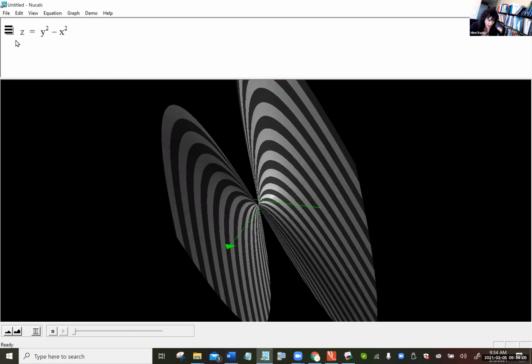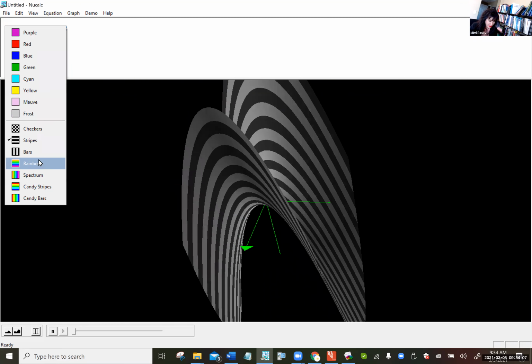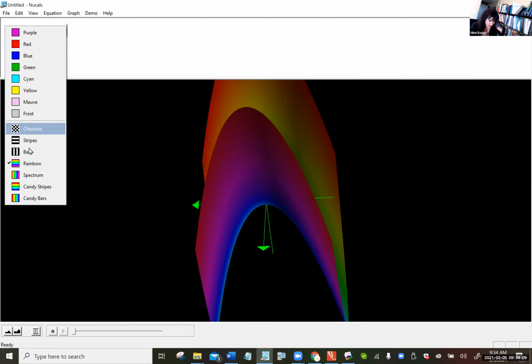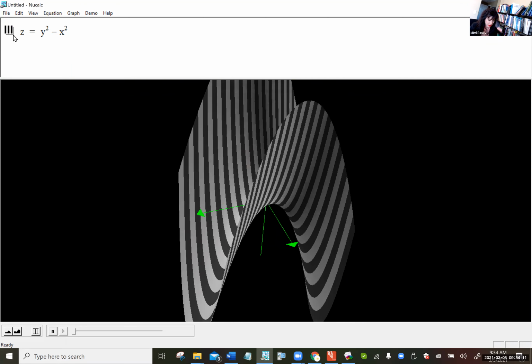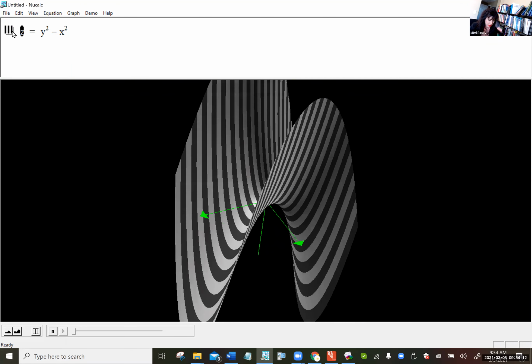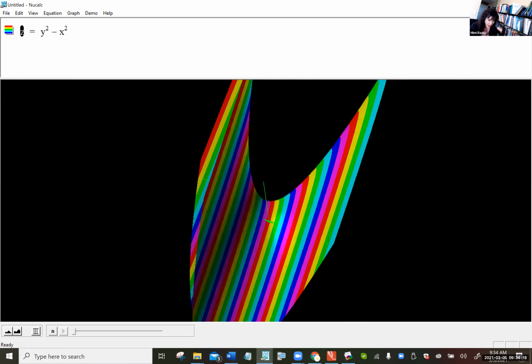How about stripes? Ooh, that looks cool. How about rainbow? How about bars? Ooh, nice. Candy stripes? Trippy. Okay, enough fun for now.